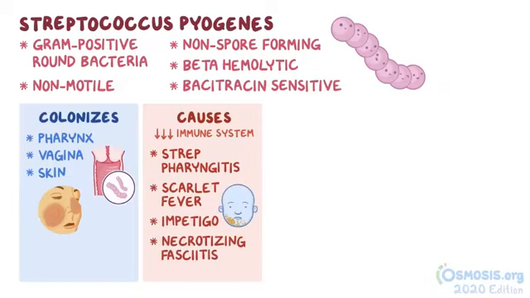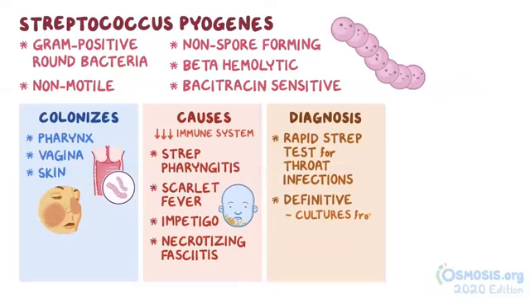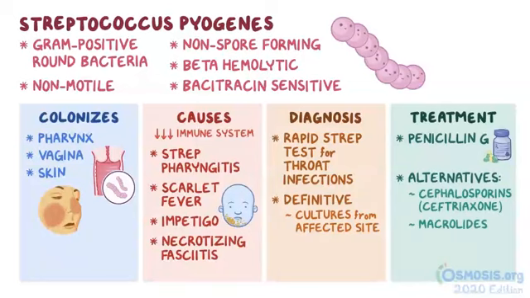Post-infectious sequelae include acute rheumatic fever and post-streptococcal glomerulonephritis. Diagnosis might be done with a rapid strep test for throat infections, but a definitive diagnosis requires cultures from the affected site. Treatment can be done with penicillin G, and alternatives include cephalosporins like ceftriaxone and macrolides like azithromycin.